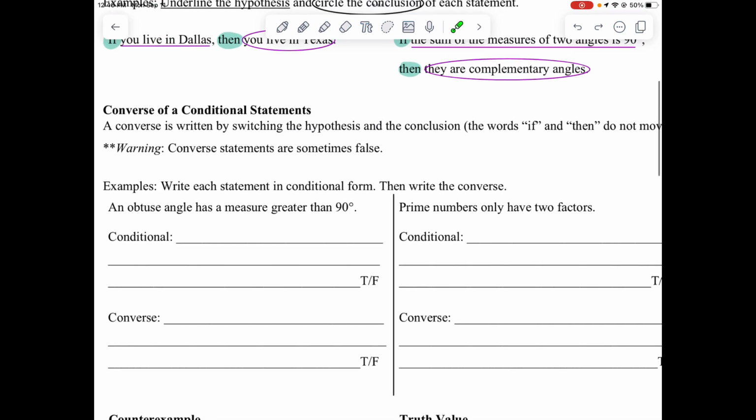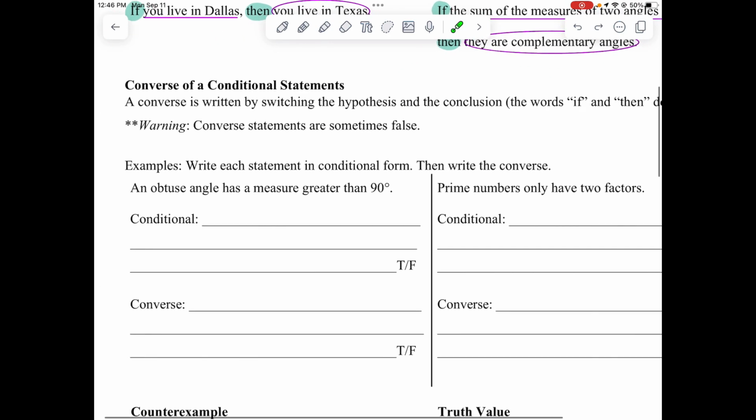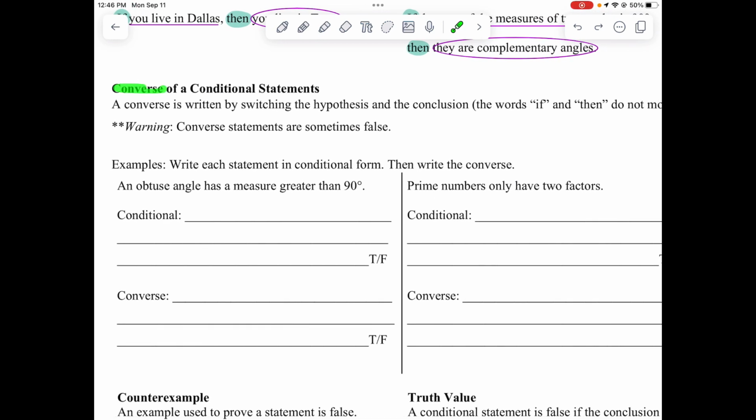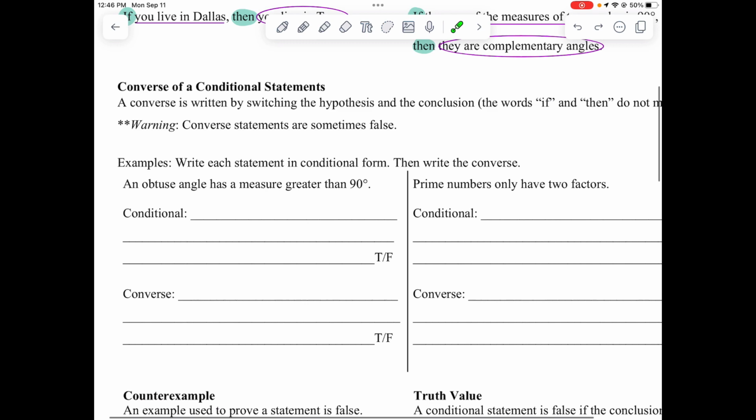Okay. Now, sometimes we switch the hypothesis and conclusion. This is what we call the converse of a statement, because sometimes we want to know, does this always work? Can I go forwards or backwards on this and get the same result? So if you switch the hypothesis and the conclusion, and you leave the words if and then alone, they stay put, then you would get the converse. So we're going to practice doing some of that. Let's look over here.